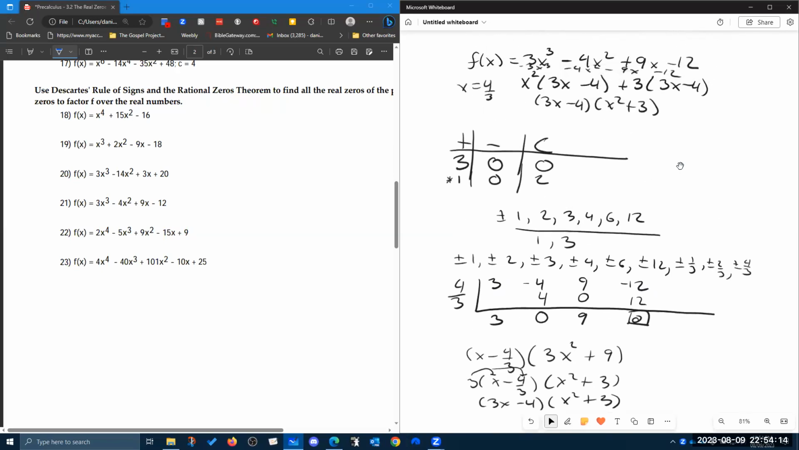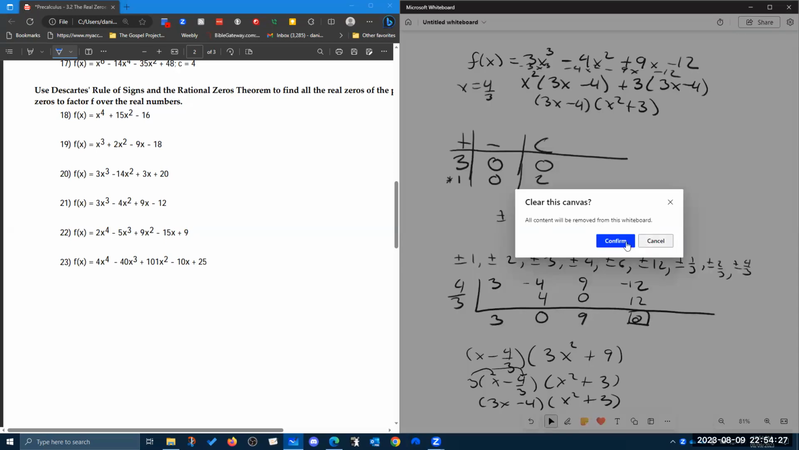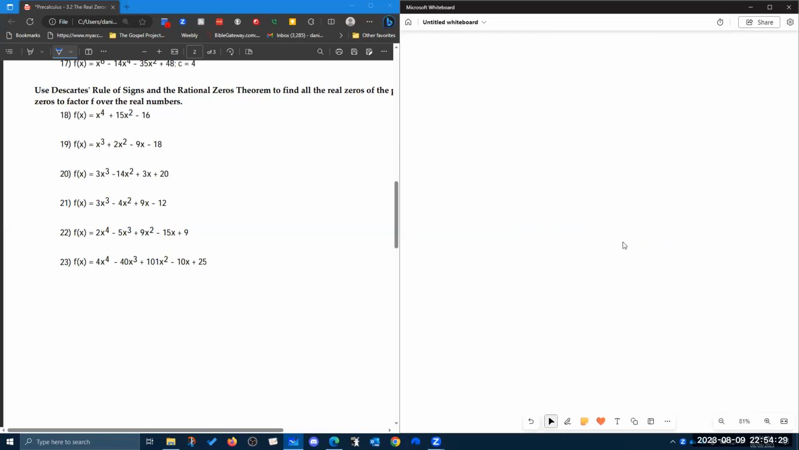You see the whole problem from beginning to end. You see that we get the same answer whether we factor that one by grouping or we use Descartes' rule of signs and the rational root theorem. That was number 21. Let's move on to number 22.